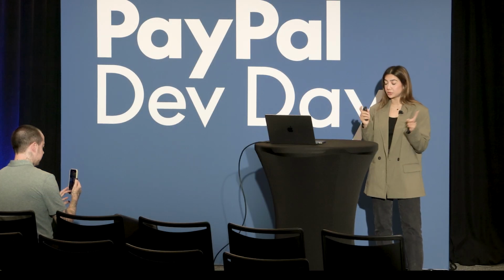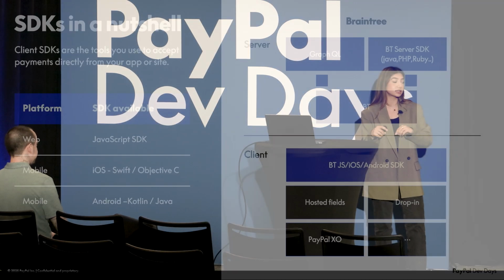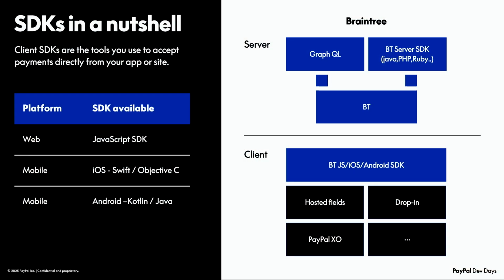So on Braintree, we have two different flavors of SDKs. There is the server side and there is the client side. To go over the server side really quickly, there is the GraphQL API, and then there's also the Braintree Server SDK, which supports 6 different languages. These compose the Braintree server side of things, but I'll focus now on the Braintree client side, which is the Braintree JavaScript, iOS, and Android SDK.